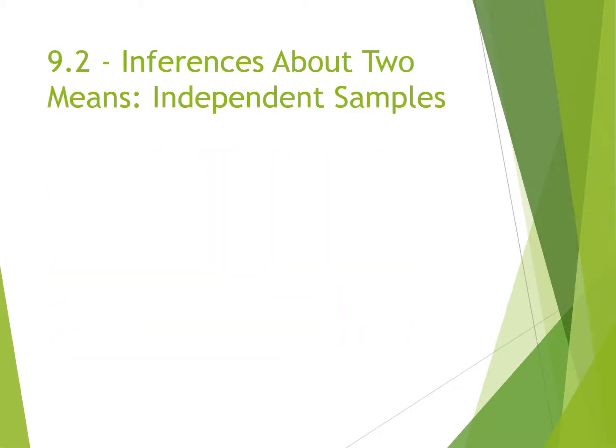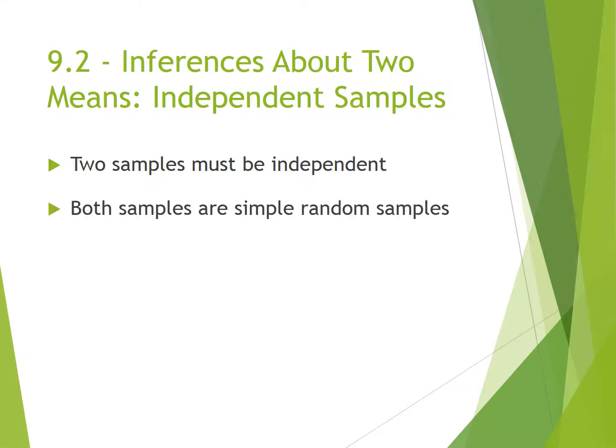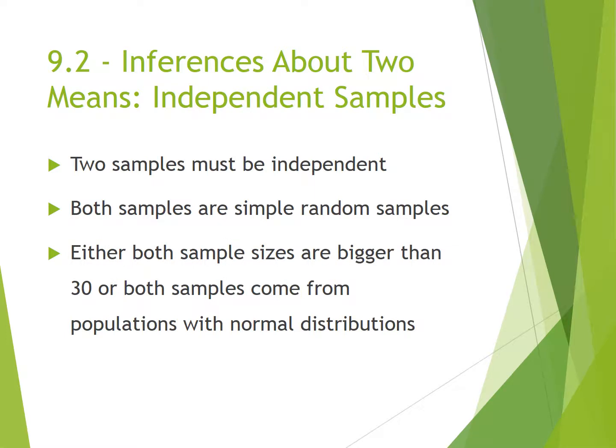Next, we're going to look at inferences about two means with independent samples. The two samples must be chosen independently of each other. So I'm randomly going to select a group for sample 1, and then I'm going to close my eyes and randomly select a group for sample 2. Both samples have to be simple random samples, and either both samples are bigger than 30 or both samples come from populations with normal distributions.